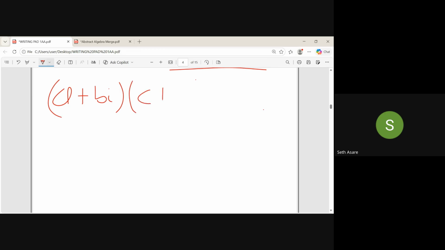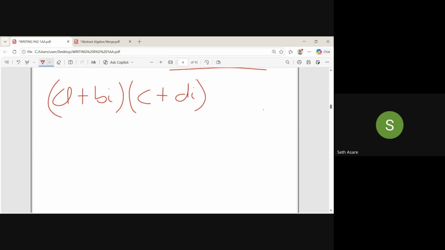All right. So we are having this. What we are doing is that we are multiplying the two. We have here A plus BI, multiplying C plus DI. Do you agree? Yes, sir.